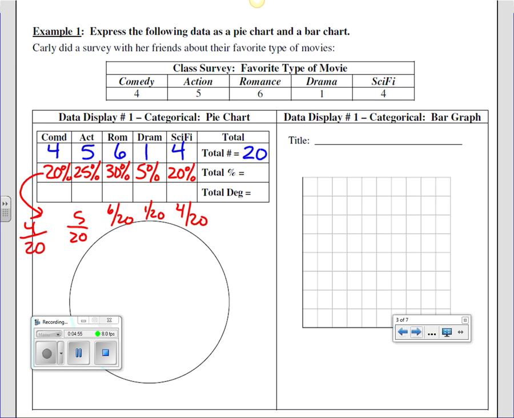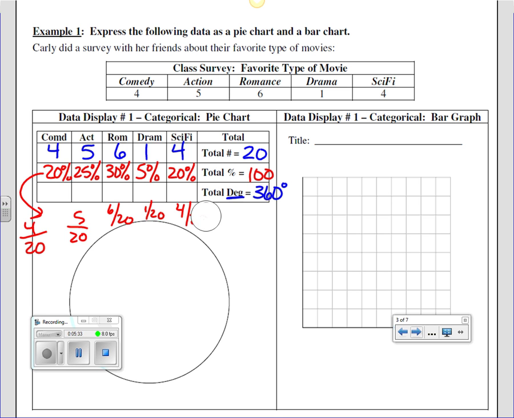All right, guys, what should the total percent always be? 100. So you could add these to double check yourself. That'd be a great way to double check yourself on the test. This next part is kind of new. We want to get the degrees, because we're going to be using a circle. Does anybody remember from last year how many degrees are in a circle? 360. So there's 360 total degrees in a circle.